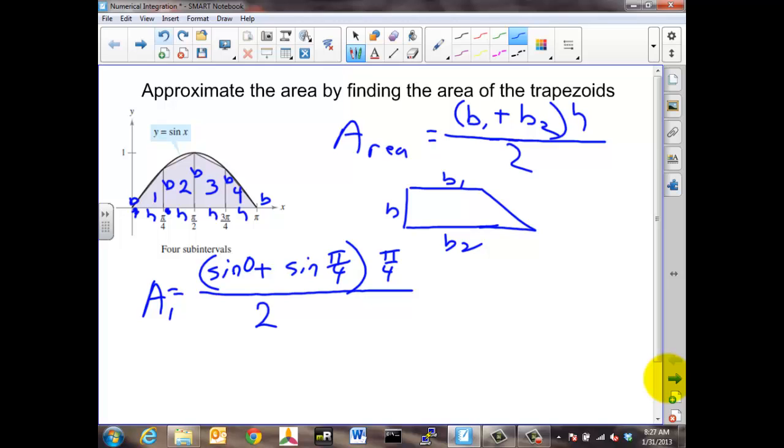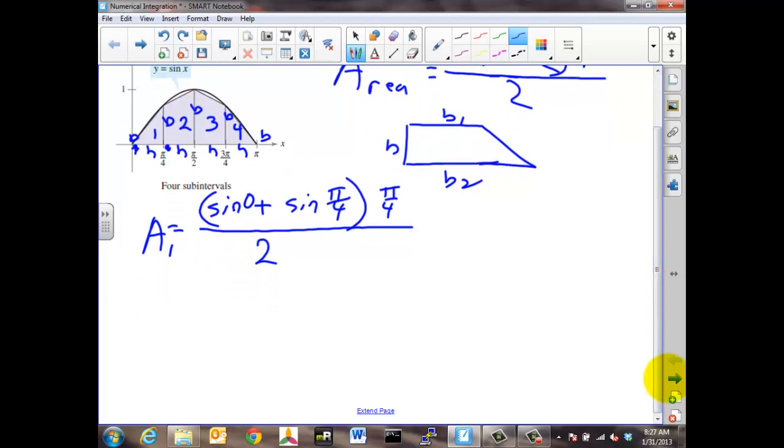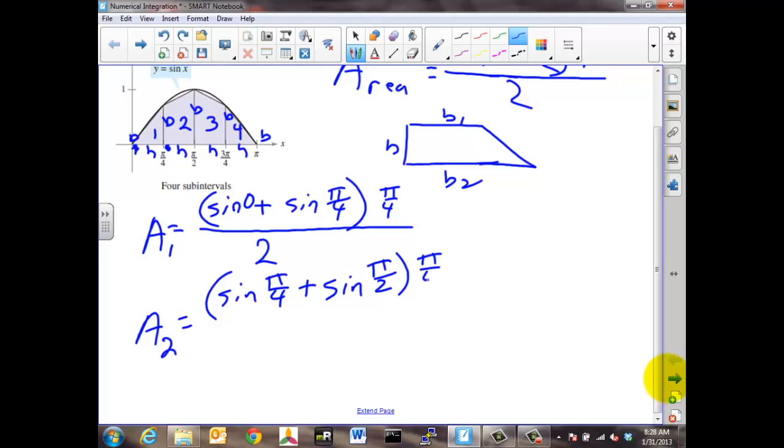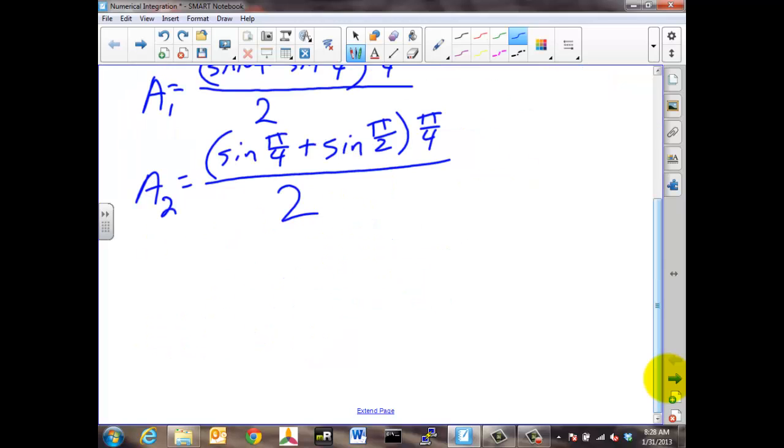Now, so write down what the second one is. The area of the second, in the same terms there. What are the two bases? Well, the first one would be sine of pi over 4. All right, and the second one? Would be sine of pi over 2. What's the height? Divided by 2. Y'all, is anything kind of flowing through here? So what's my next one going to be?